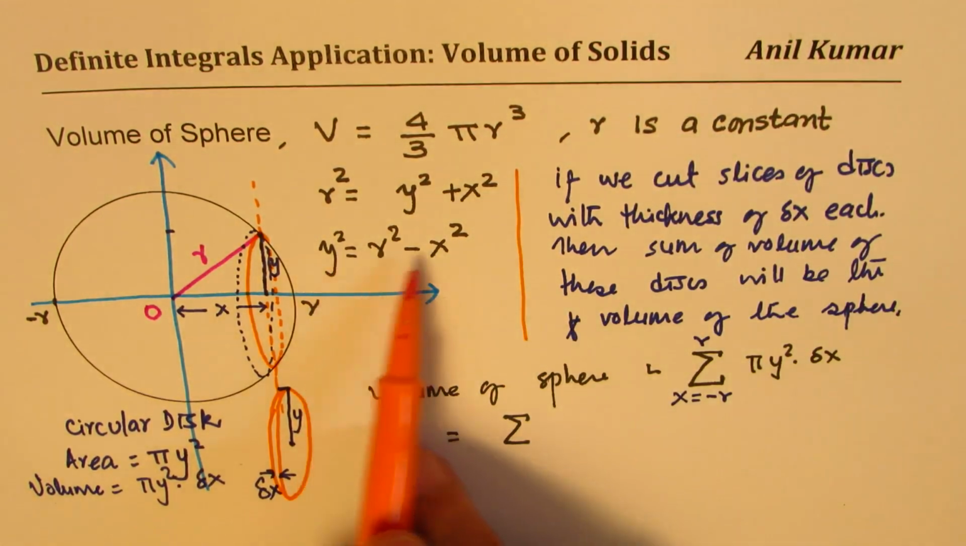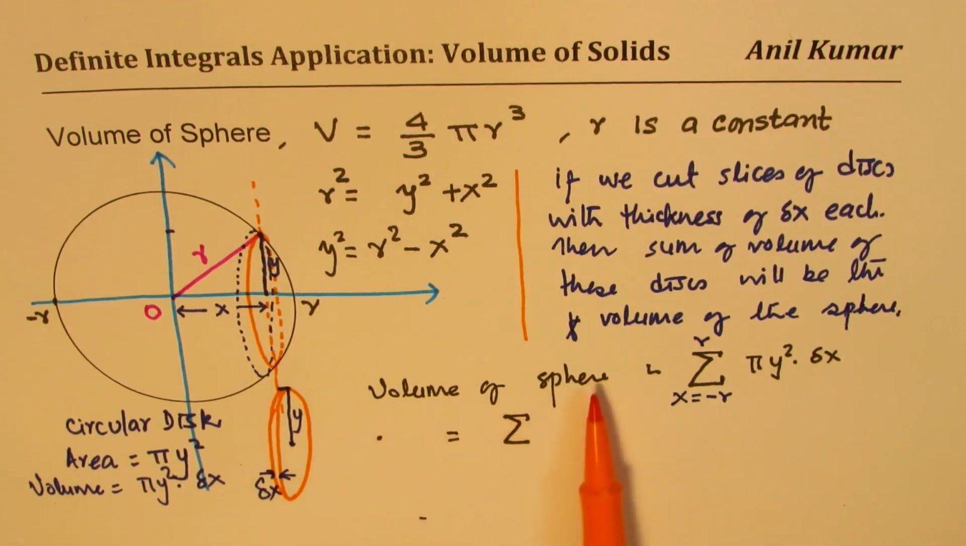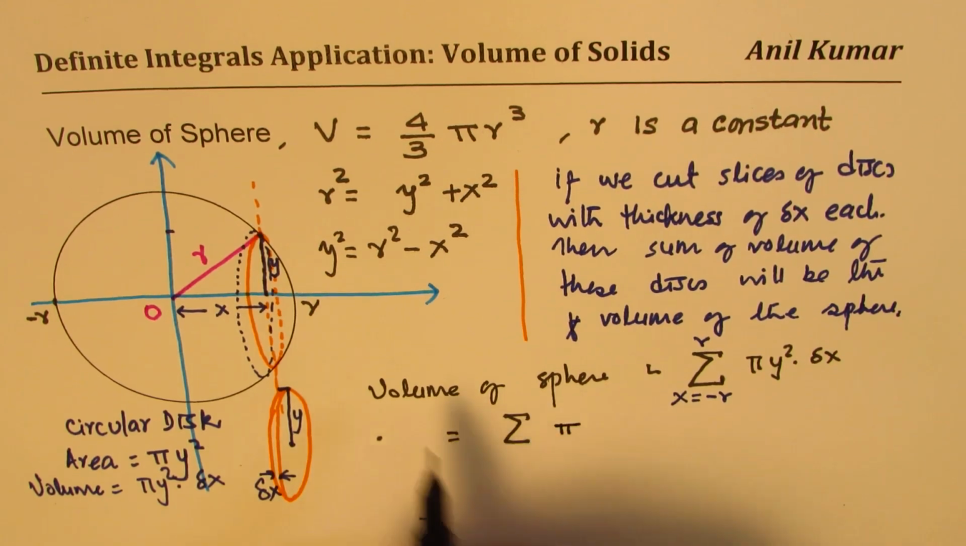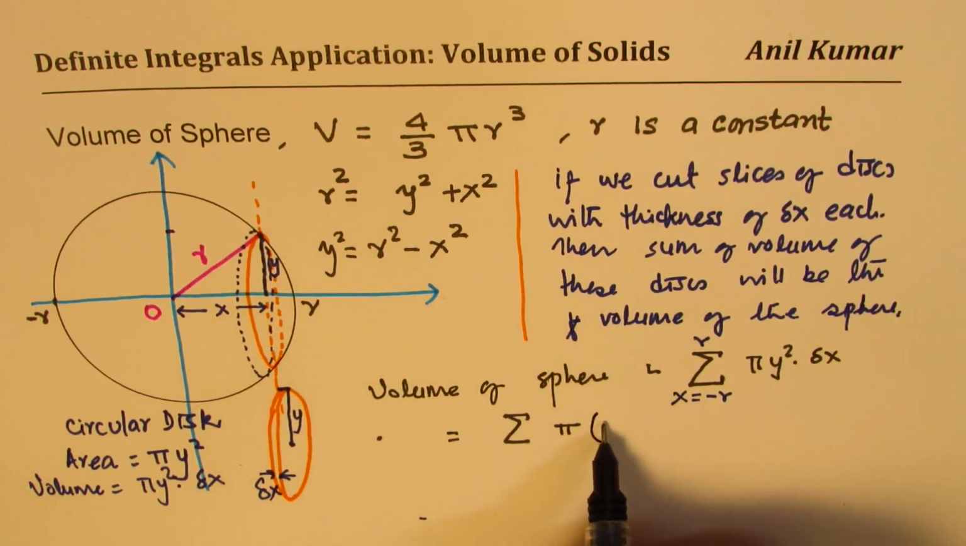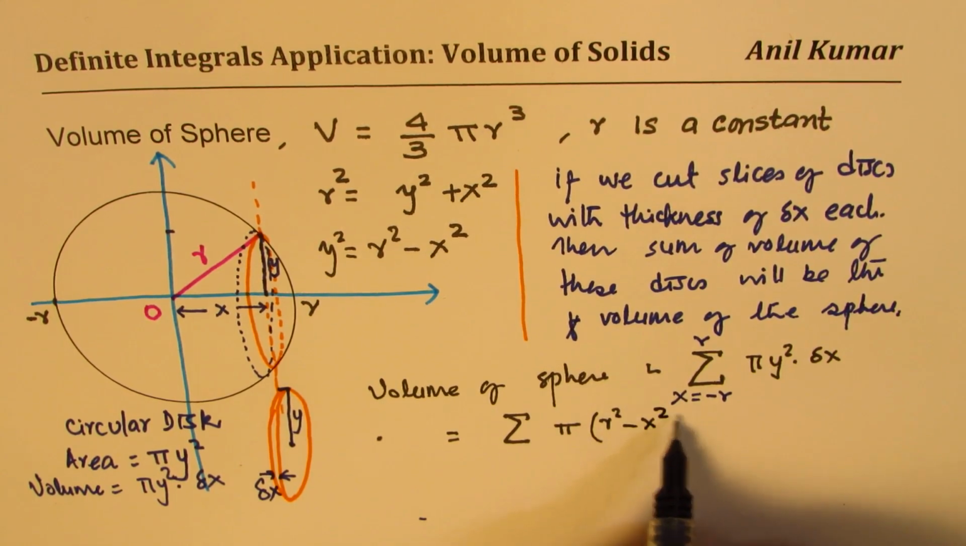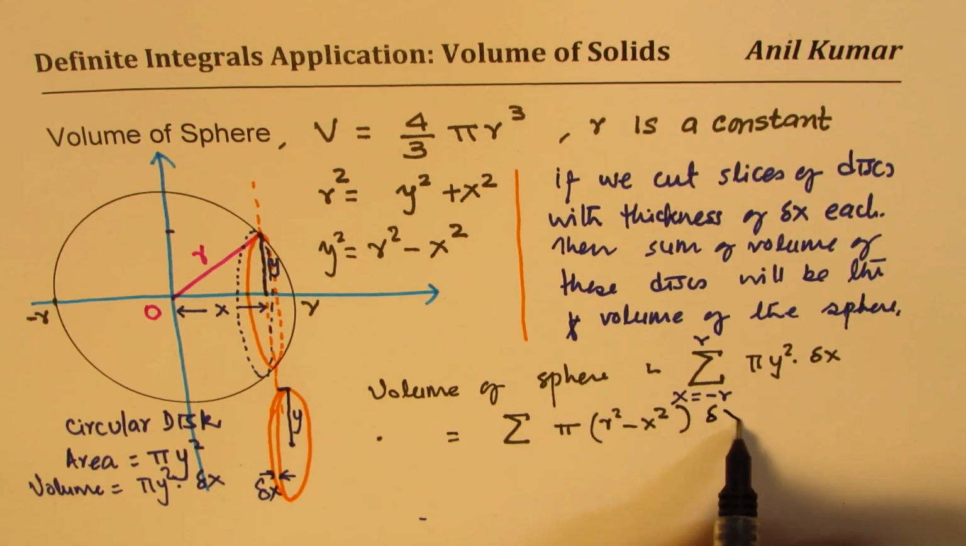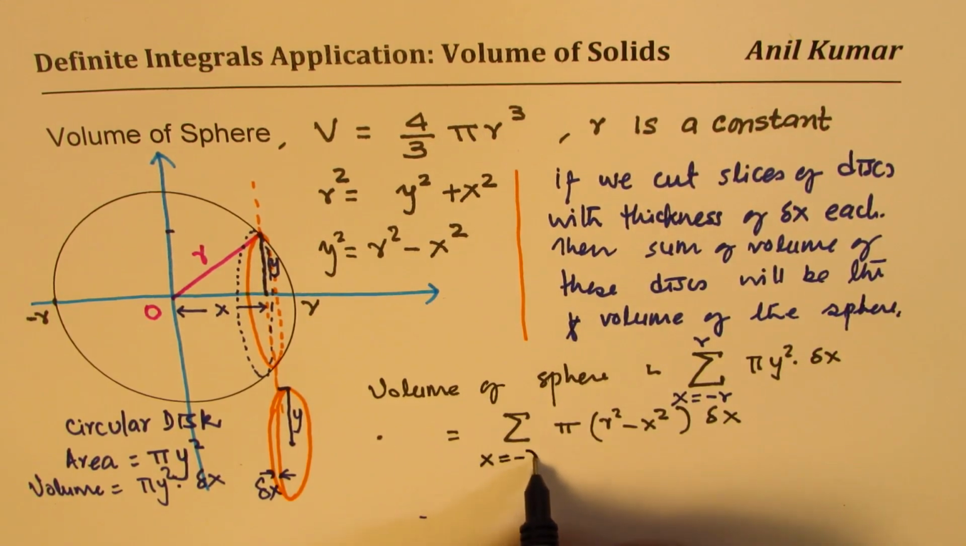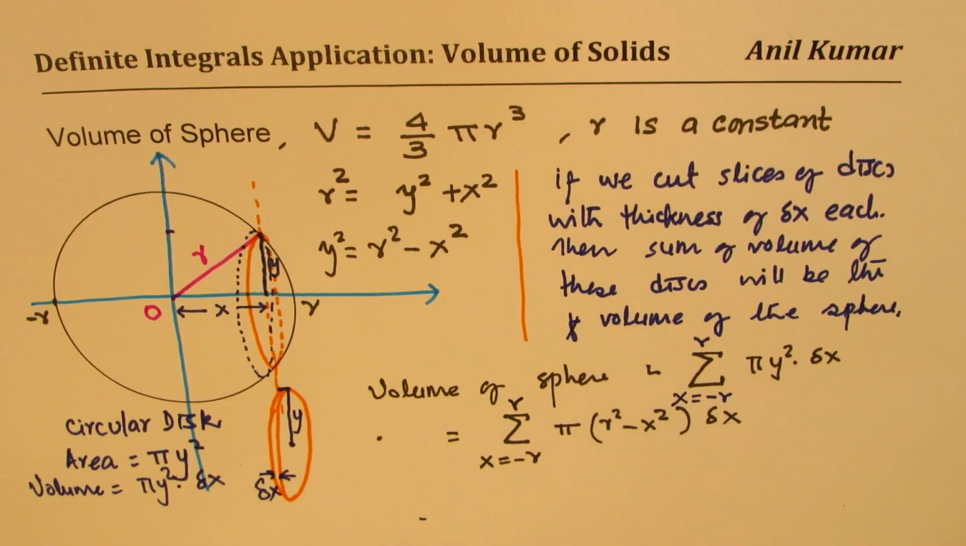Clear? Y is a function of x. So we can write the volume of a sphere as equal to pi, instead of y square, let me write this as r square minus x square, times delta x. These are small slices with a thickness of delta x, which is constant, and x is varying from minus r to plus r. Is that clear to you?